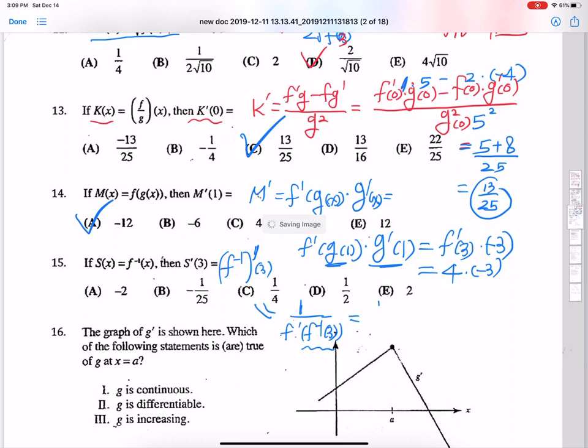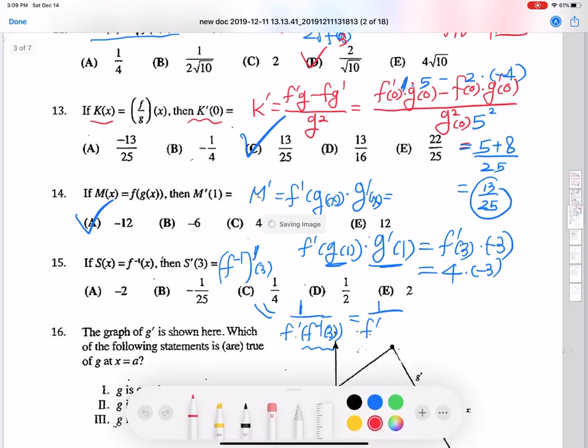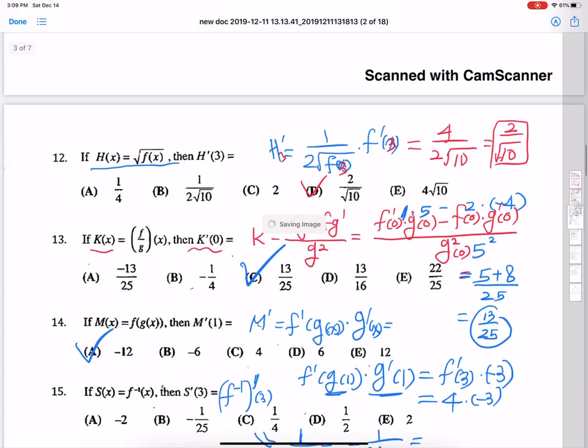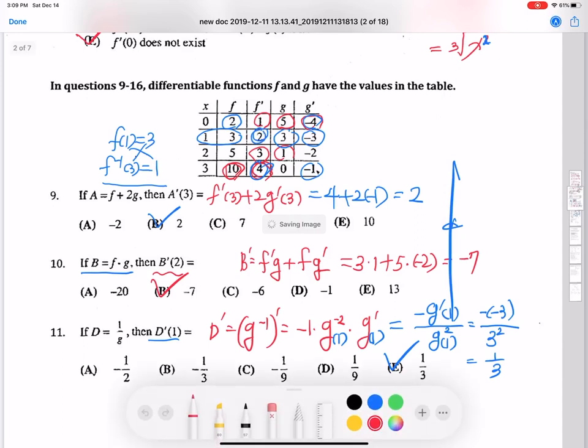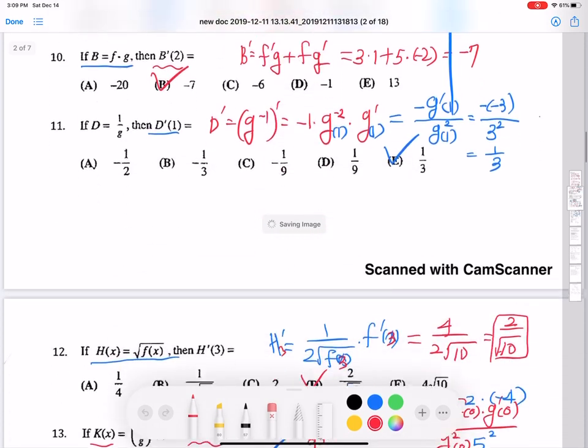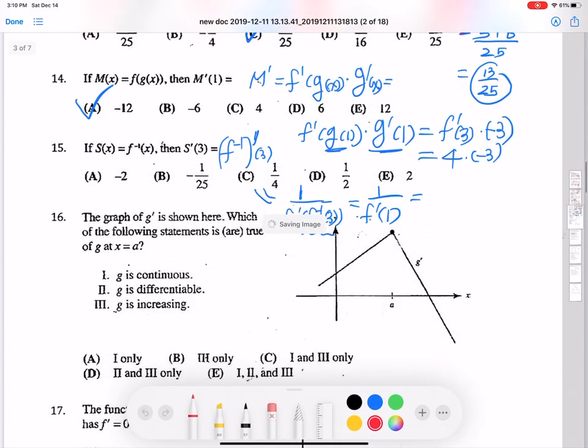So it's 1 over f prime of 1. So what is f prime of 1? f prime of 1 is 2. Here it is, 2. So it is 1 over 2. D is the answer.